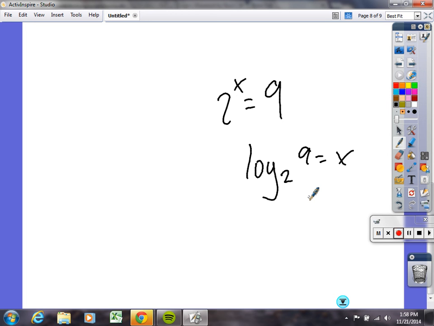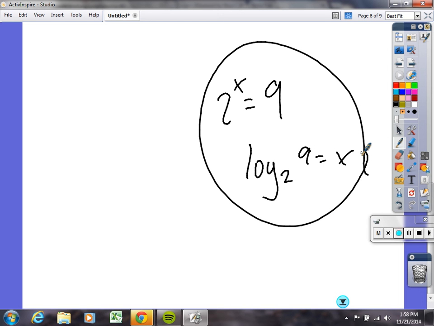Remember, when I'm in a logarithm, what does this technically say? 2 to this power equals this number. 2 to that power equals that number. See, these are actually equivalent statements. They mean the same thing. That's what you need to understand, that those are the same thing. That's an important concept.